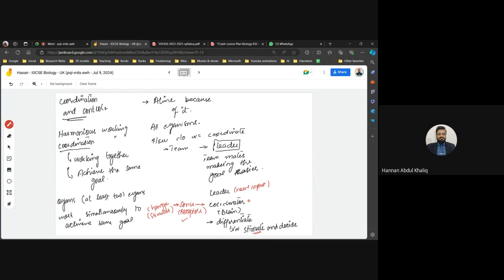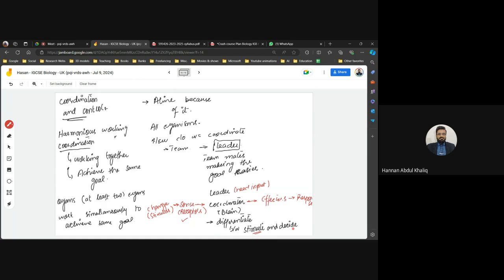Now, after the coordinator, it goes to the organs which are going to show response. These organs are called effectors. They are going to make some effect. They are going to change something. They are going to act upon it. Then the last thing that is shown is called the response.